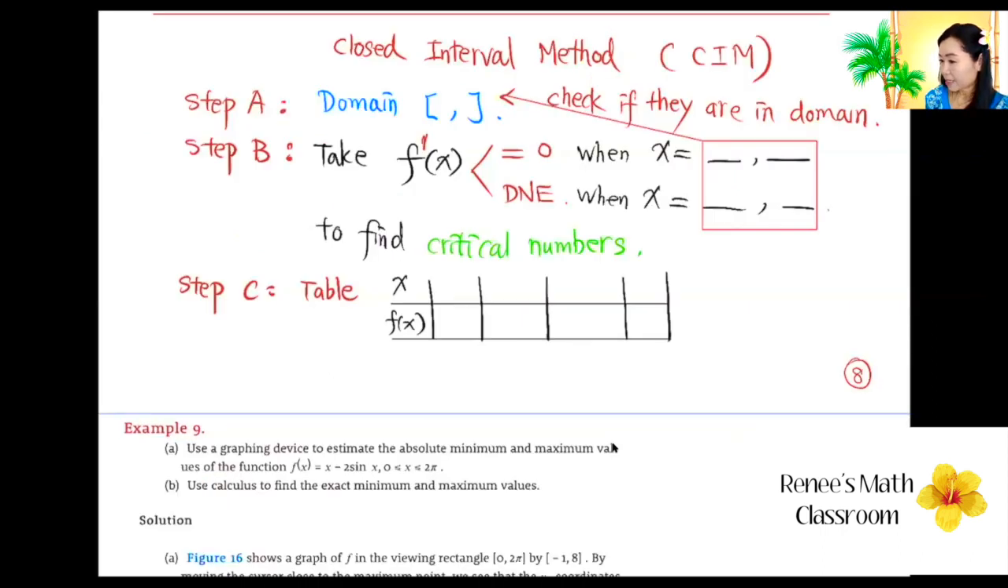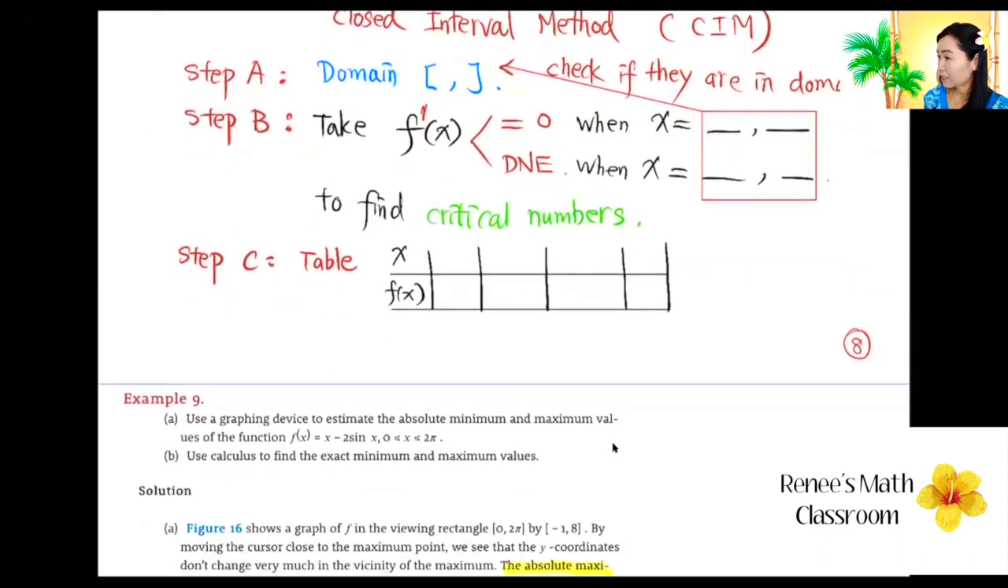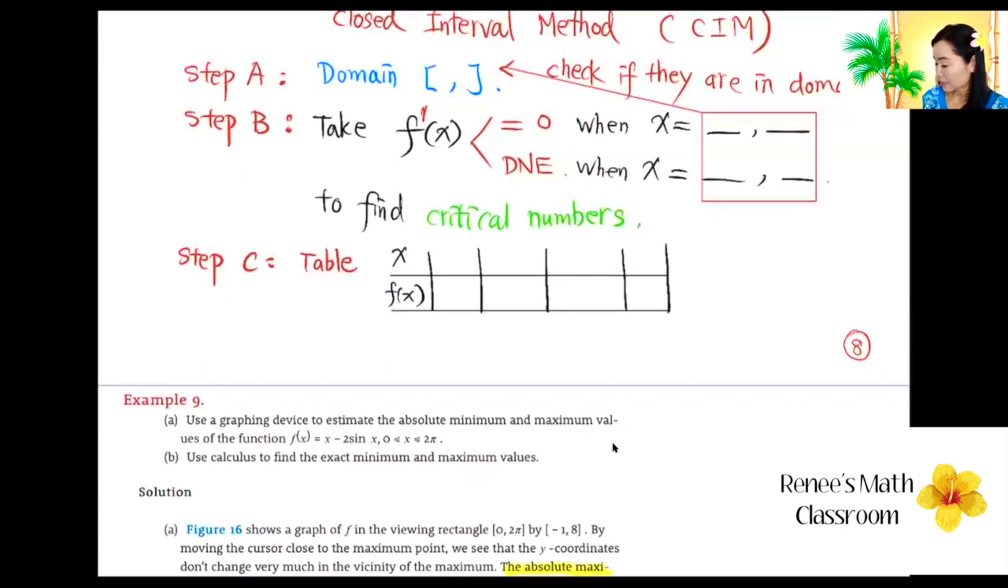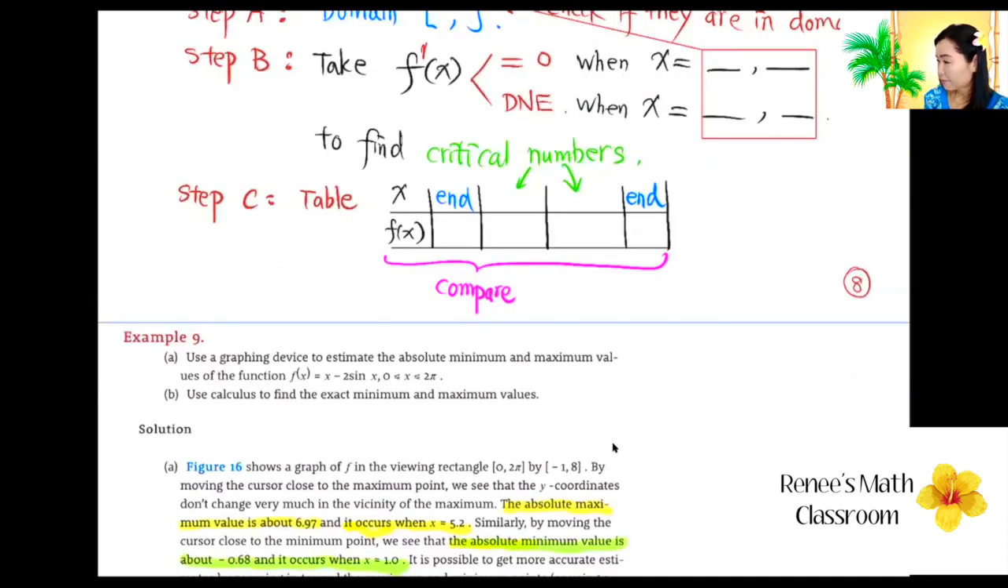And then the next step is to make a table, because instead of using paragraphs, a table is easy to see and you don't have to write paragraph after paragraph. For the table, you have x for the first row, f of x for the second row, and you put down the endpoints here, and you put the critical numbers in between. And then we compare the function values that you got. Whichever is the largest is going to be the absolute max, and the least one is going to be the absolute min. So that's called the closed interval method.